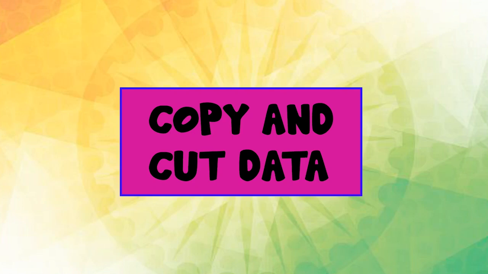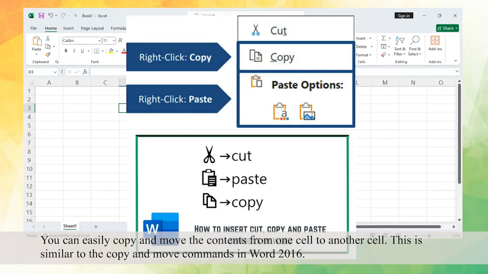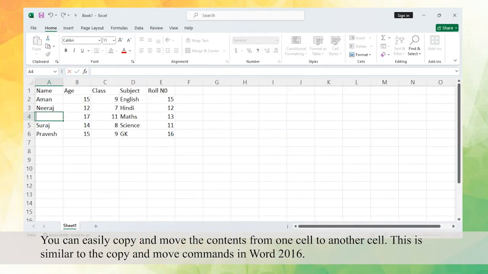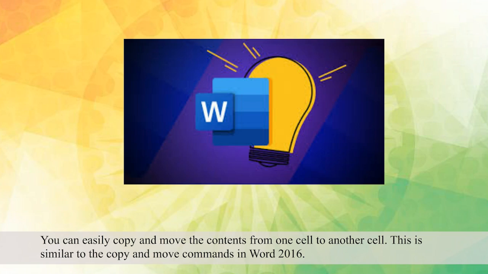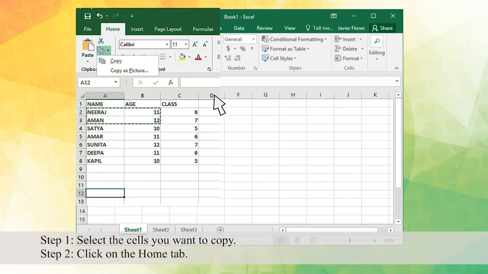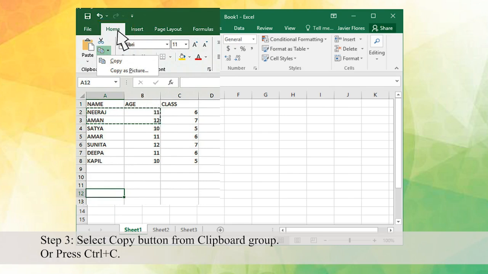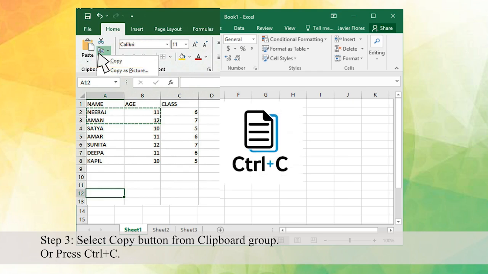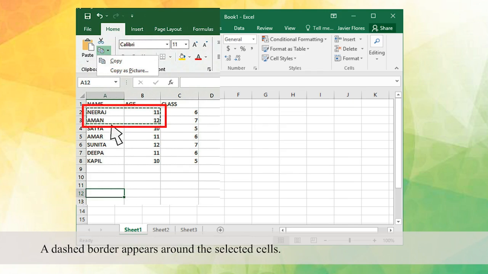Copy and cut data. You can easily copy and move the contents from one cell to another cell. This is similar to the copy and move commands in Word 2016. Copy data. To copy data, follow the given steps. Step 1. Select the cells you want to copy. Step 2. Click on the Home tab. Step 3. Select Copy button from Clipboard group. Or press Ctrl+C. A dashed border appears around the selected cells.